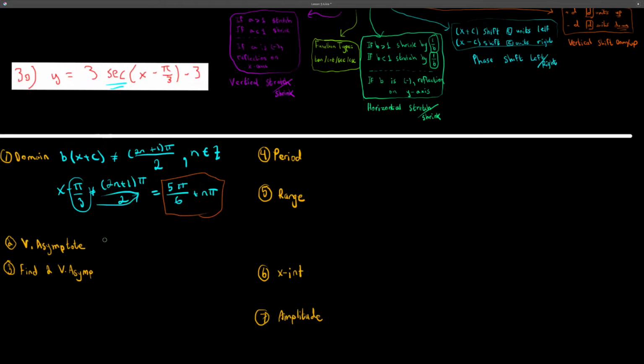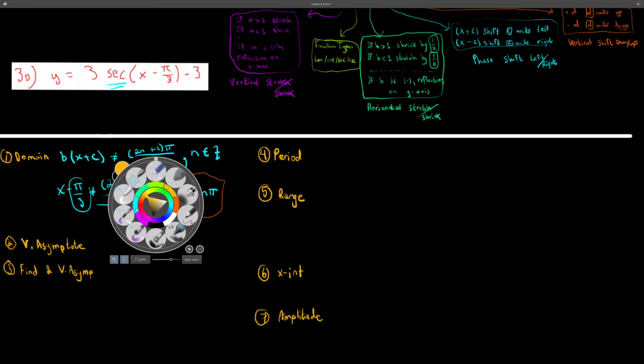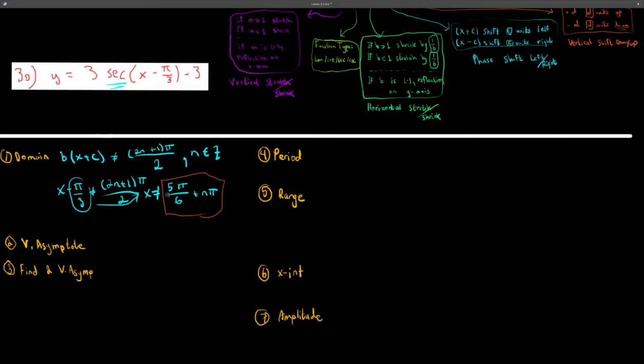Next up, vertical asymptote. The formula for vertical asymptote is basically this, except it's equal to. So instead of the answer being x is not equal to, we should make sure here it's x is equal to. In the vertical asymptote, it'll be x is equal to, and then we can just use our domain answer. So this is our answer. x is equal to, and that's the vertical asymptotes.